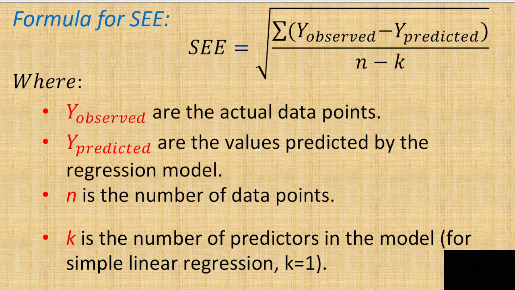So the formula for SE is equal to the square root of the summation of y sub observed minus y sub predicted squared all over n minus k, where y sub observed are the actual data points, y sub predicted are the values predicted by the regression model, n is the number of data points, and k is the number of predictors in the model. For simple linear regression, if we are using two predictors, then our k is equal to 2.